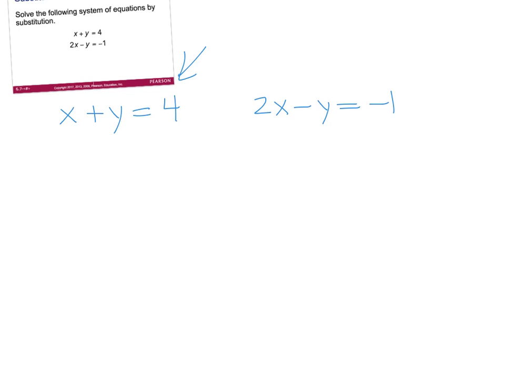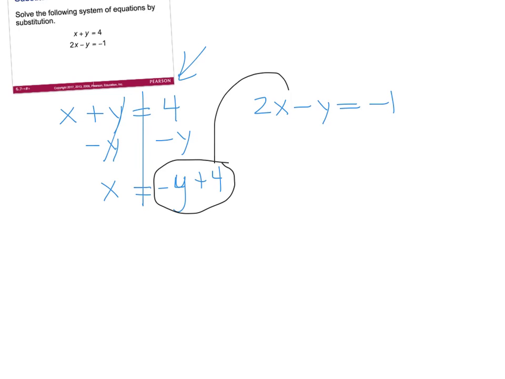You have to get one of those letters isolated. It doesn't matter if it's the x or the y. I'm going to opt to subtract the y, and that's going to get my x alone. And I'll have negative y plus 4. And then what you're going to do with that is take the negative y plus 4 and put it into the other equation because it's supposed to be the same thing as x. So in the second equation, you can take the x out and call it negative y plus 4.